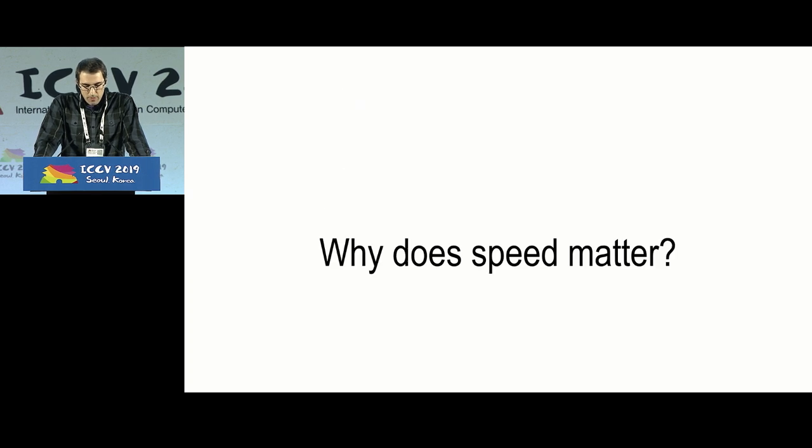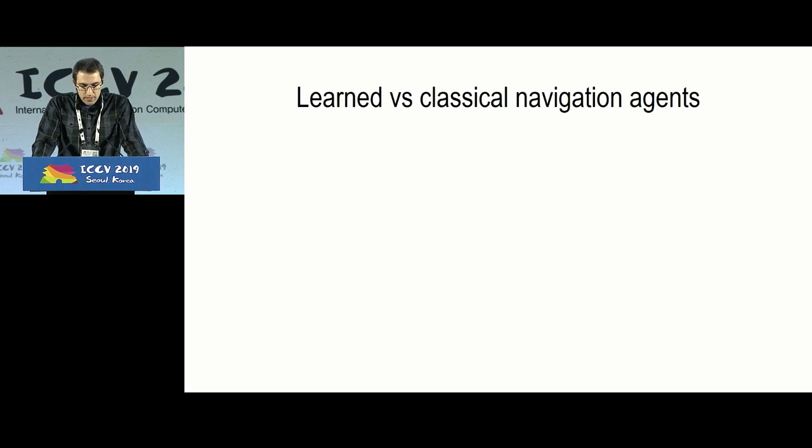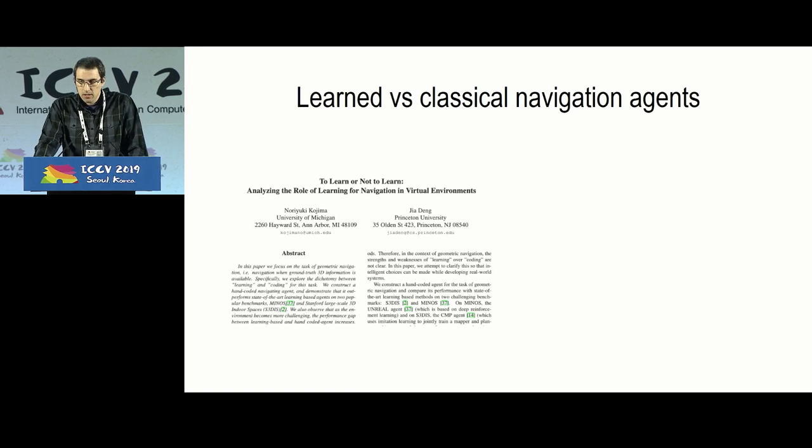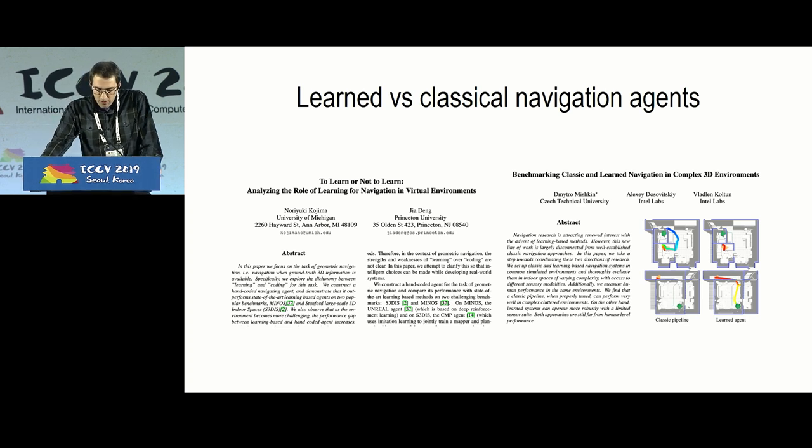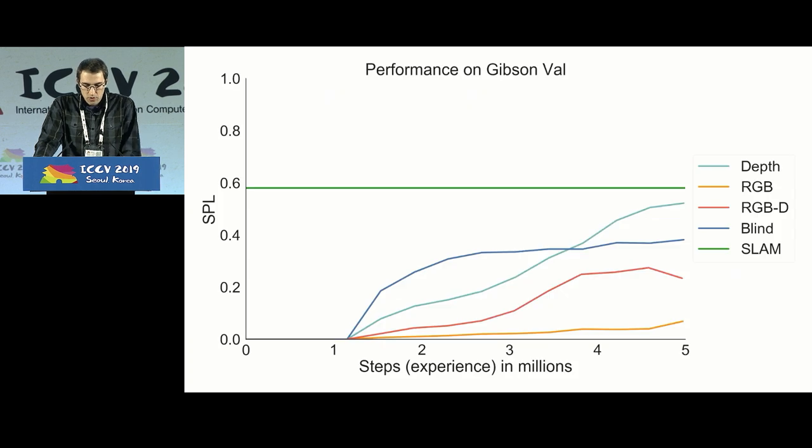These performance improvements allow us to carry out experiments that were impractical up to now. We revisit results from two recent works comparing learned and classical navigation methods for embodied agents. This prior work concludes that classical approaches based on SLAM and handcrafted policies outperform learned approaches. However, the results are based on 5 million steps of total experience, as shown in the horizontal axis here, with the vertical axis indicating overall navigation performance.